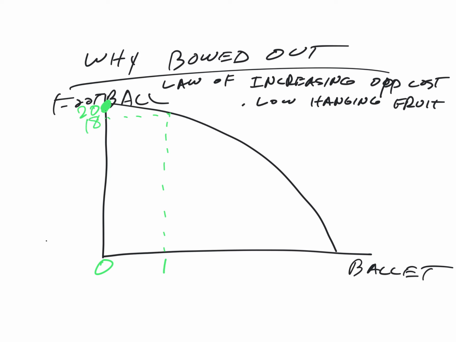Let's say that's 18. So we're going to produce at this point on the production possibilities curve. Now, keep the low-hanging fruit principle in mind here. Who are we going to transfer over from football into ballet? We're going to transfer the low-hanging fruit. Those who are most productive in producing ballet and least productive in producing football.